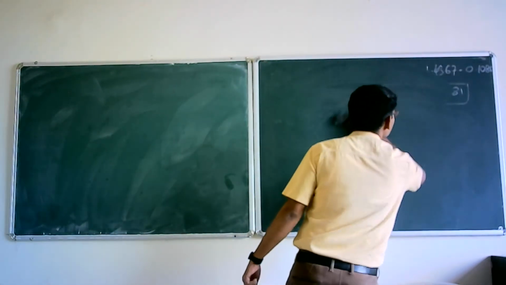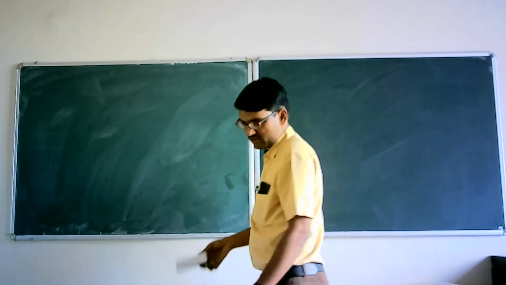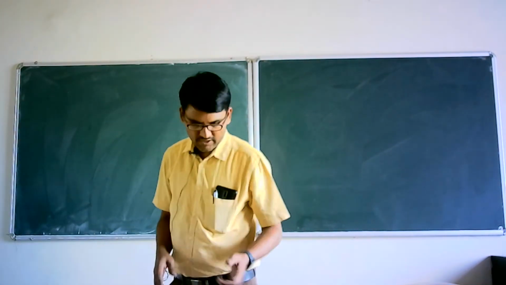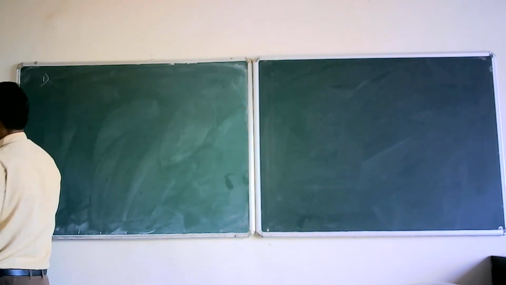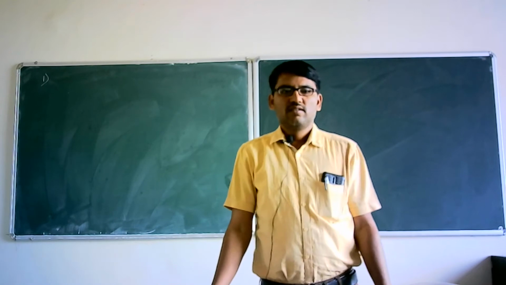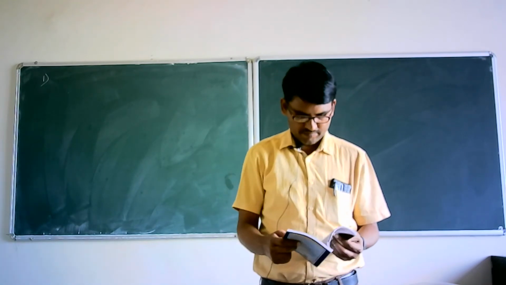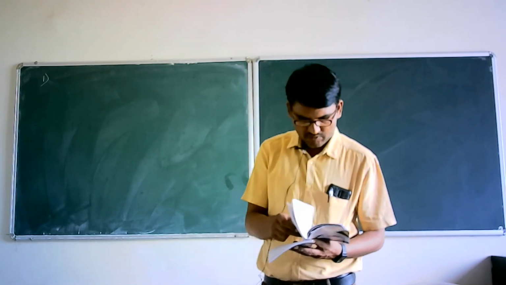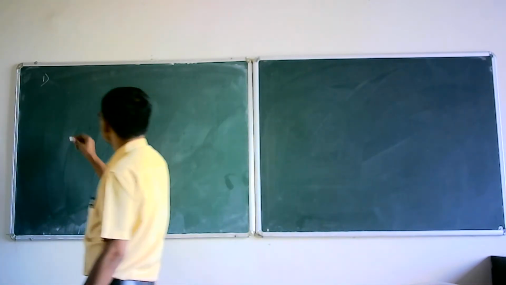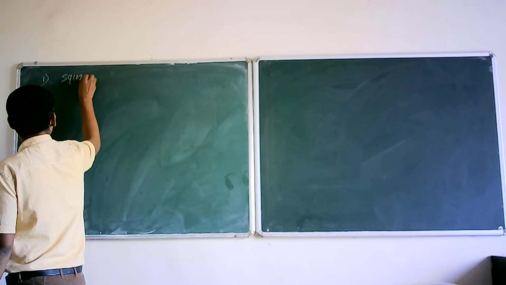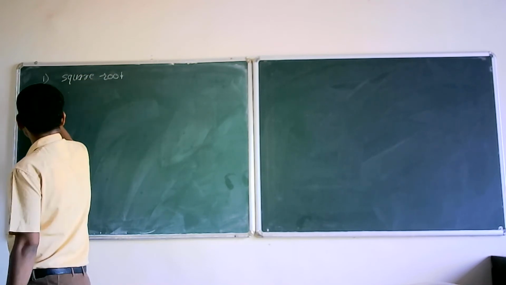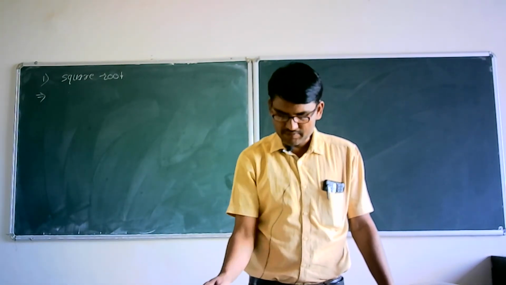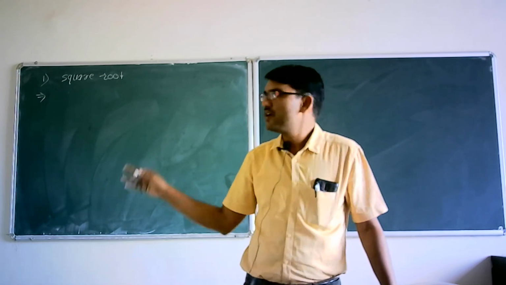Now today, let us take the first example: obtain a formula using Newton-Raphson method to find the square root of a given number. Find the Newton-Raphson formula to obtain the square root of a given number.